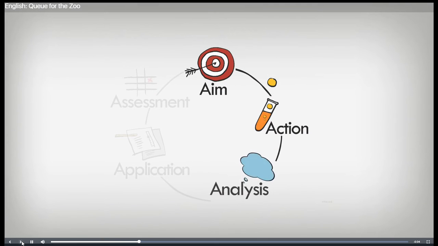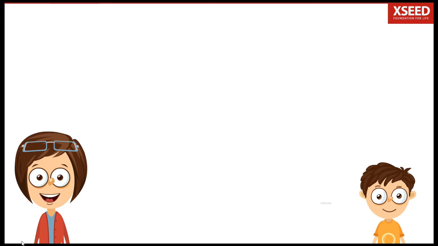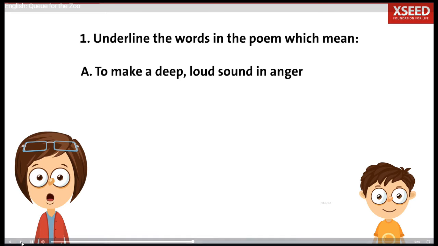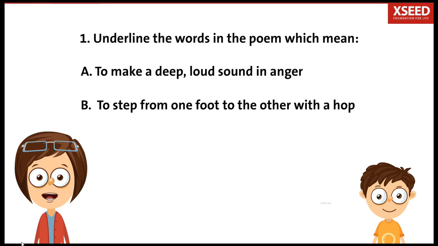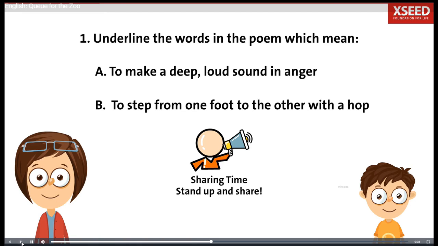Time for analysis. Let's talk about what we just read. Discuss the questions with your partner. Underline the words in the poem which mean A. To make a deep, loud sound in anger. B. To step from one foot to the other with a hop. Some of us can share with the class.